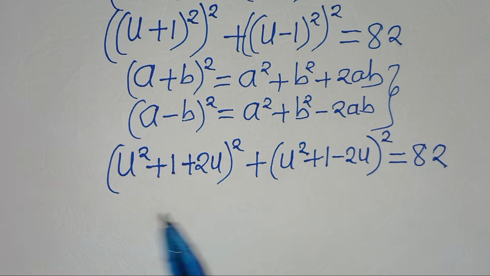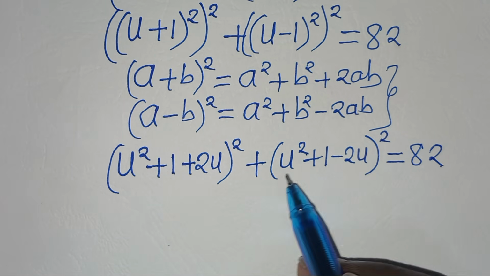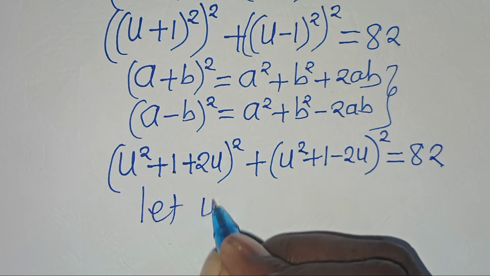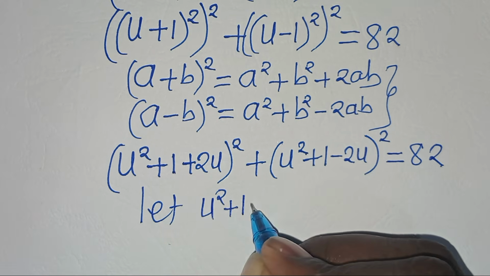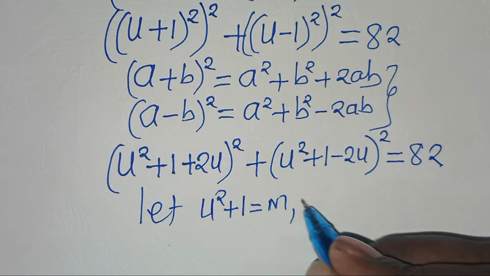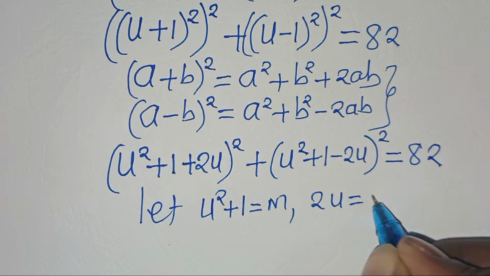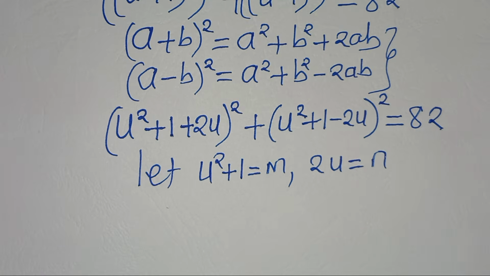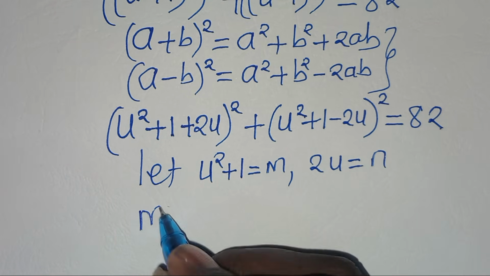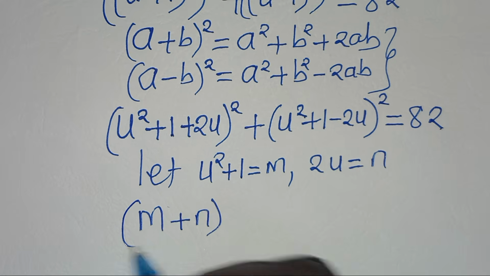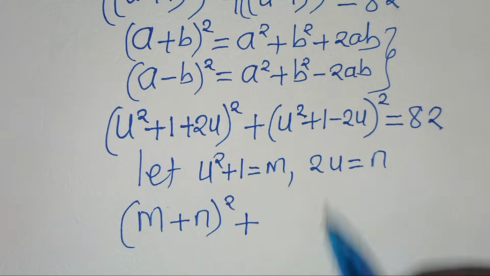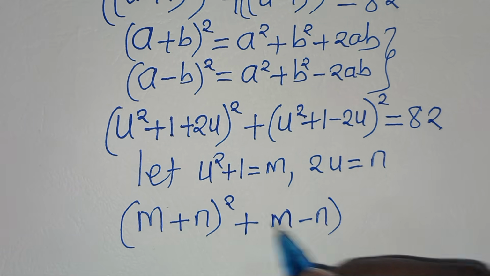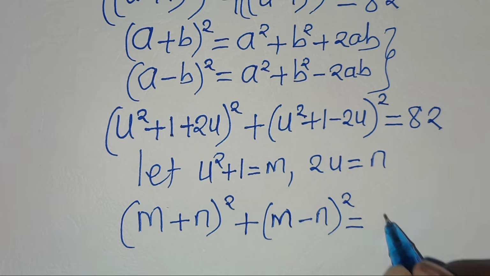The next step, we have that u squared plus 1. We have also u squared plus 1 here. We have 2u and 2u. So we can let u squared plus 1 be equal to m. And we can let 2u be equal to n. So let's express this equation in terms of m and n. So in this case here, we have m plus n raised to the power of 2. Then plus, here we have m minus n raised to the power of 2. This is equal to 82.